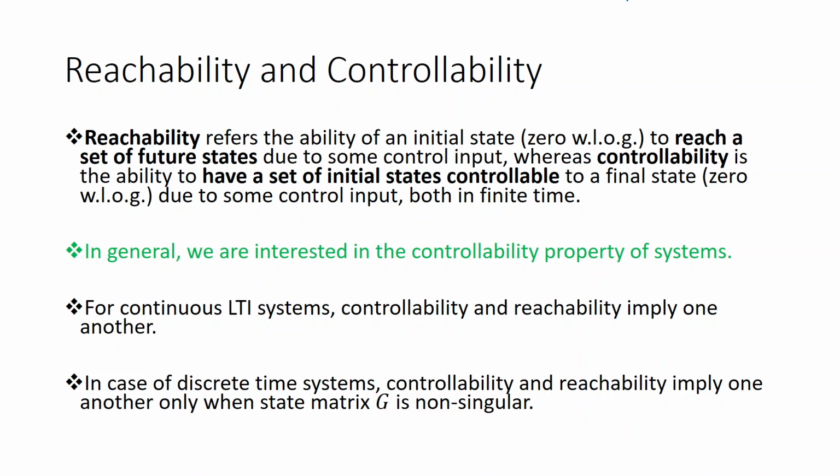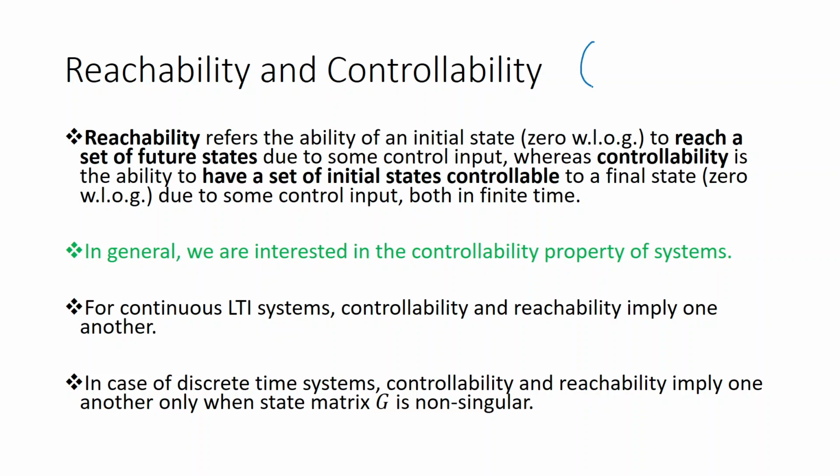Whereas controllability is the ability to have a set of initial states controllable to a final state. And this final state we have considered as 0, without loss of generality again. So it can be any final state, but we can consider that final state to be 0 without loss of generality, due to some control input. So it is like this.